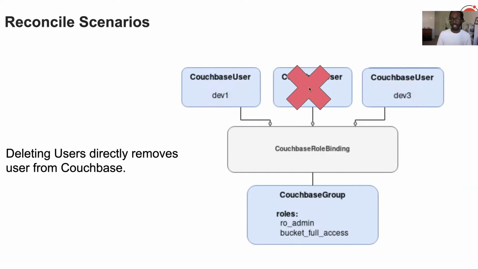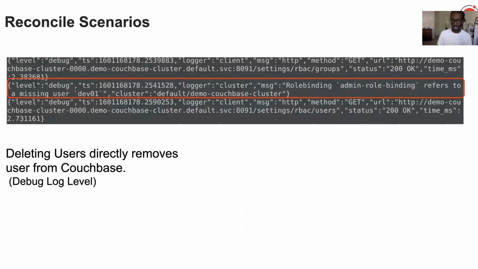Also, if you were to kubectl delete a Couchbase user itself, then we also will remove the user directly from Couchbase. There is a bit of management to consider when you're doing this, in that you still might have your role binding referencing the user. When that happens, you'll see things in the debug logs warning you about a user that's been specified in a role binding but has been deleted. So this is something to just keep in mind. It's not an error case per se.